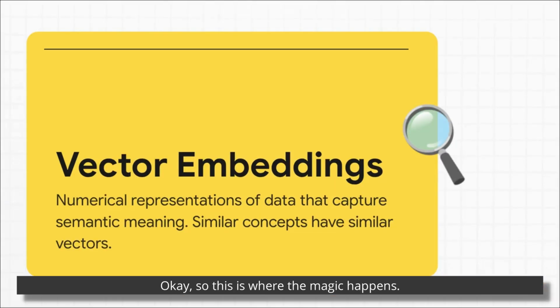Okay, so this is where the magic happens. It all starts with something called vector embeddings. Essentially, an AI model takes a piece of data, could be a sentence, a picture, anything, and turns it into a long list of numbers. The best way to think about it is like this. Every single concept gets its own unique GPS coordinates, but on this giant, high-dimensional map of meaning. And the cool part is, things that are similar in the real world end up being close neighbors on this map.